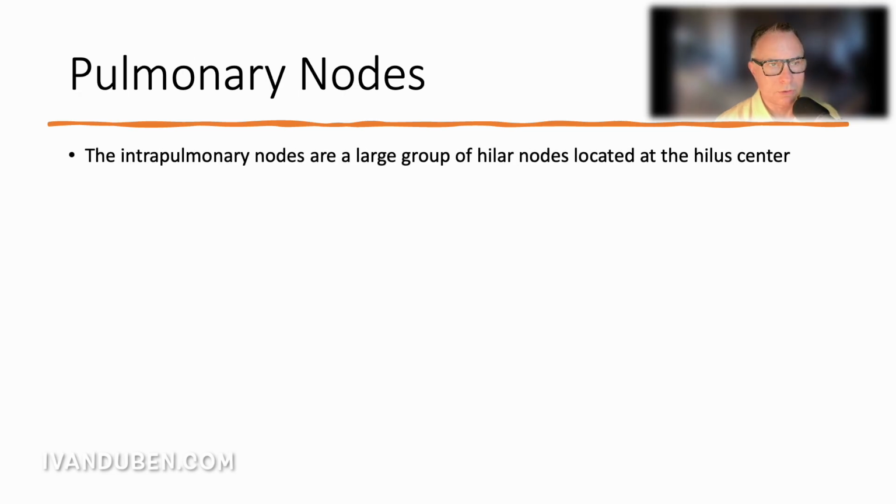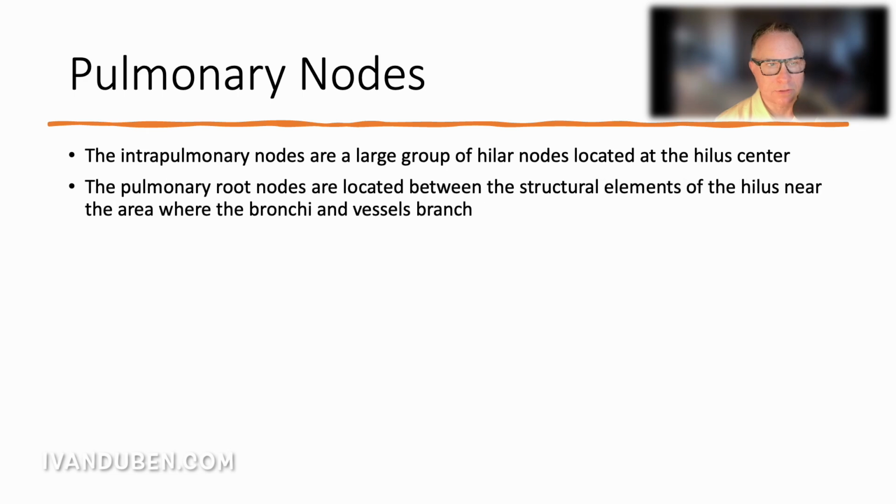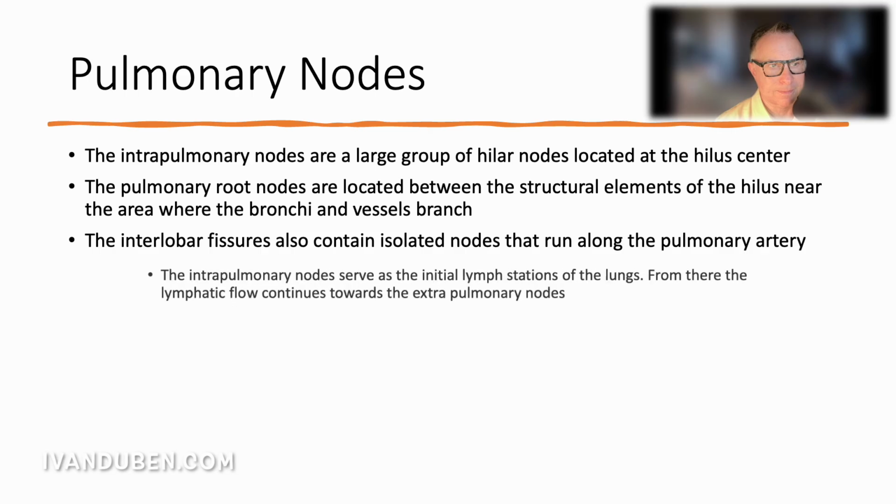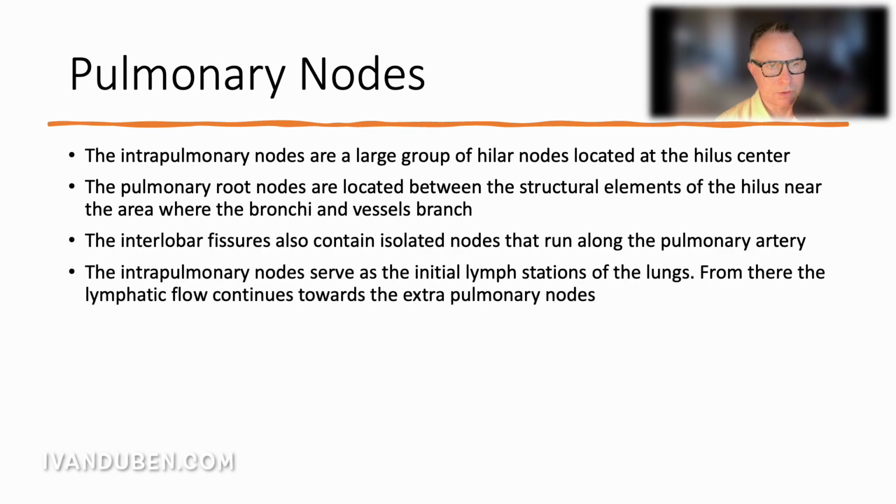Looking at pulmonary nodes, lymphatic nodes, the intrapulmonary nodes are a large group of hilar nodes located at the hilus center. The pulmonary root nodes are located between the structural elements of the hilus, near the area where the bronchi and vessels branch. The interlobular fissures also contain isolated nodes that run along the pulmonary artery. The intrapulmonary nodes serve as the initial lymph stations of the lungs. From there, the lymphatic flow continues towards the extrapulmonary nodes.